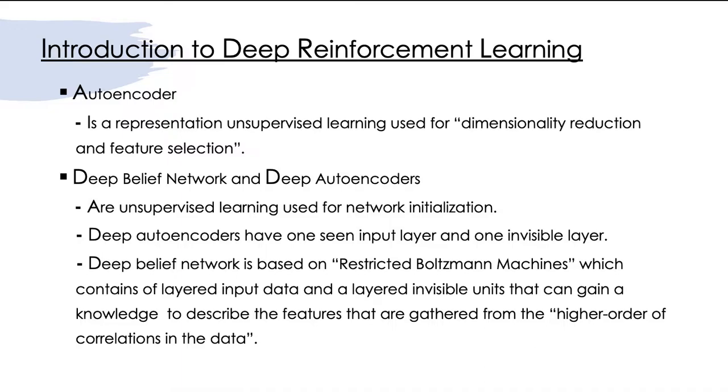Introduction to deep reinforcement learning. Autoencoder is one of the representations for unsupervised learning used for dimensionality reduction and feature selection. Deep belief networks and deep autoencoders are also unsupervised learning used for network initializations, while deep autoencoders have one visible input layer and one invisible layer, and the deep belief network is mainly based on restricted Boltzmann machines, which contain layered input data and layered invisible units that gain knowledge to describe the features gathered from the higher-order correlations in the data.